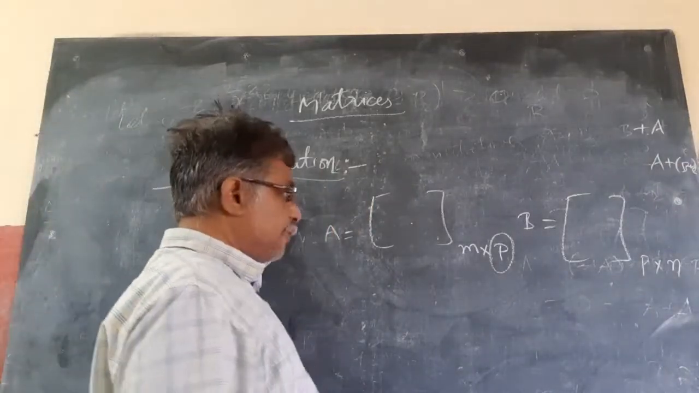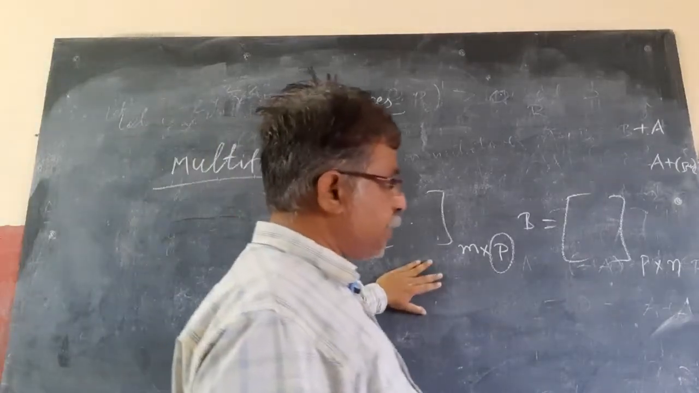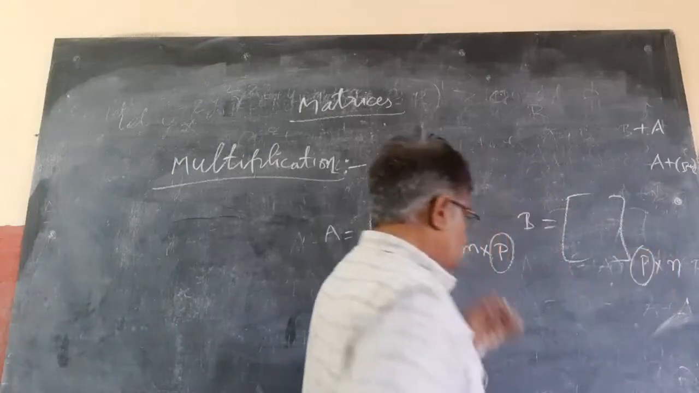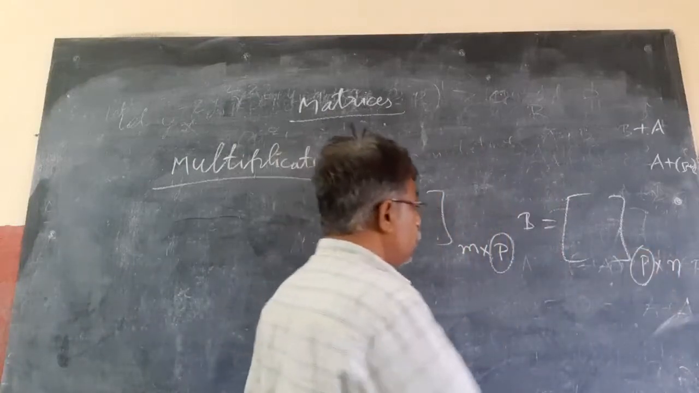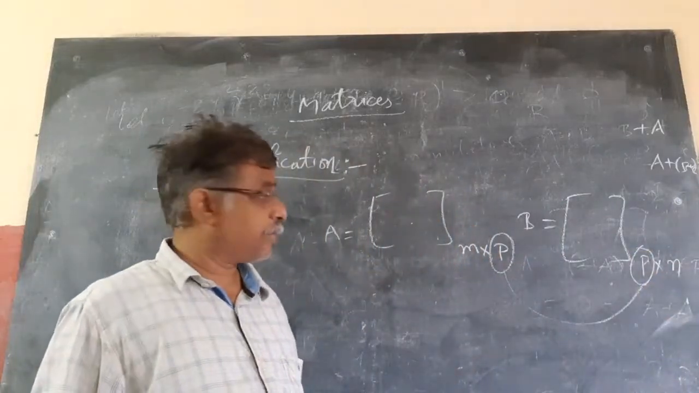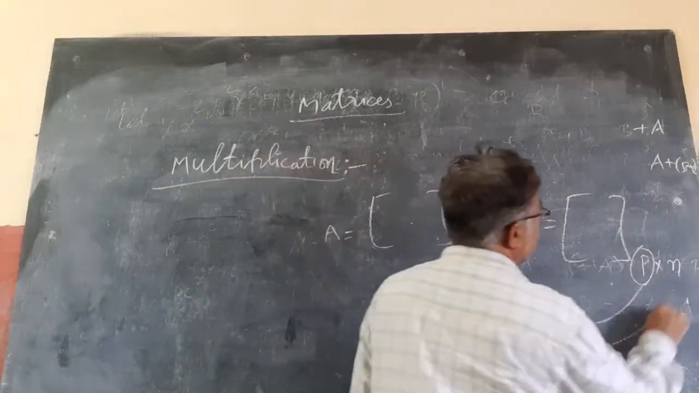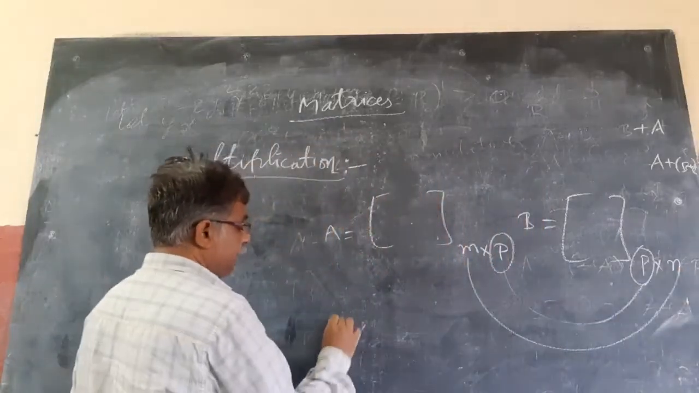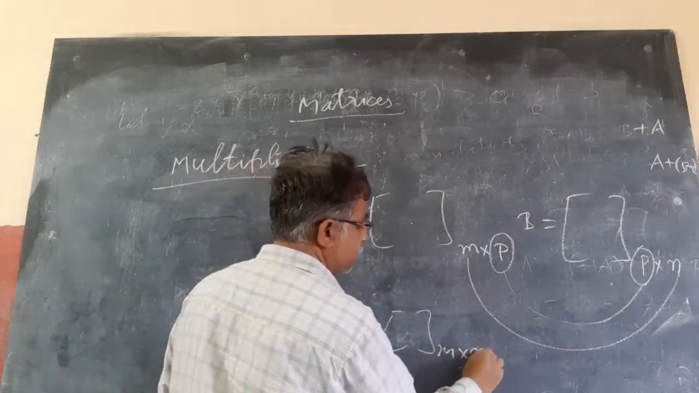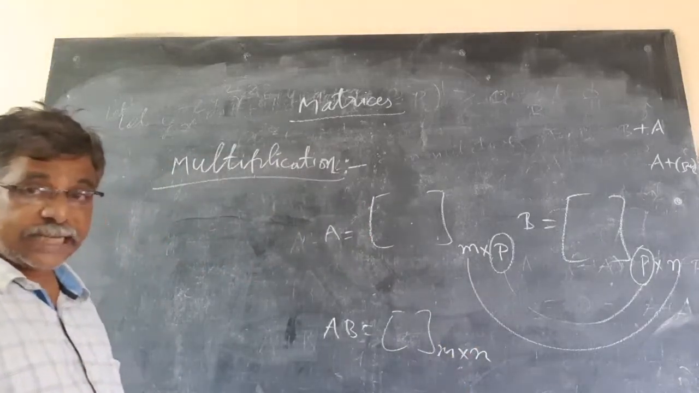So multiplication of two matrices is possible only if the number of columns in the first matrix is equal to the number of rows in the second matrix. These two must be equal. Automatically, the resultant is m by n. So AB is a matrix of size m by n.